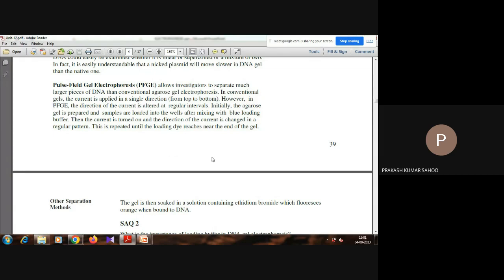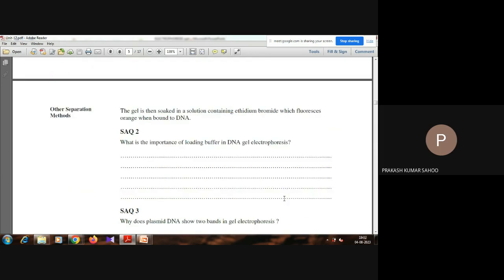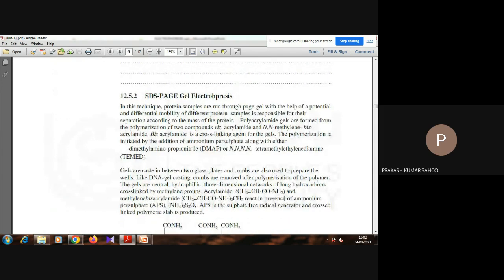The gel is then soaked in a solution containing ethidium bromide, which fluoresces orange when bound to DNA. So in this method, the current gets reversed at regular intervals, until the dye reaches the end of the gel. At the end, ethidium bromide, which has a fluorescent property, will show orange color when bound to the DNA.